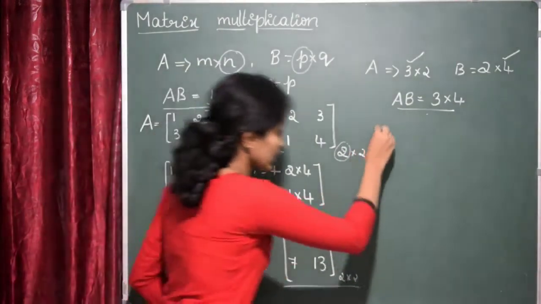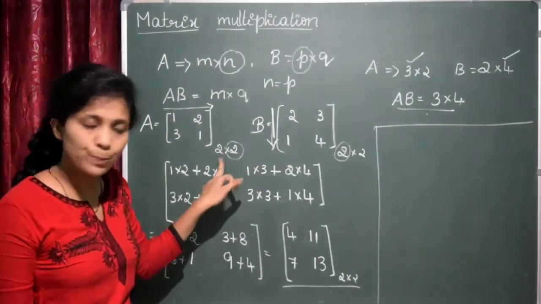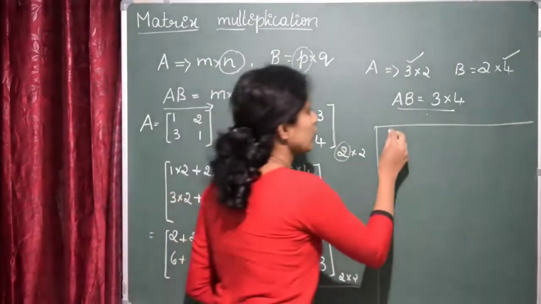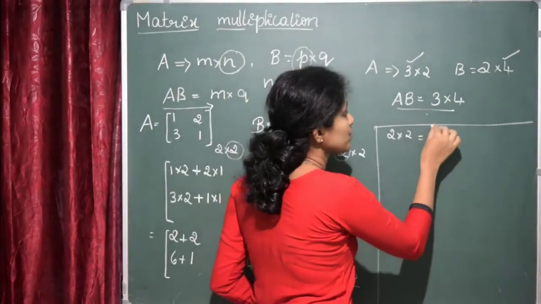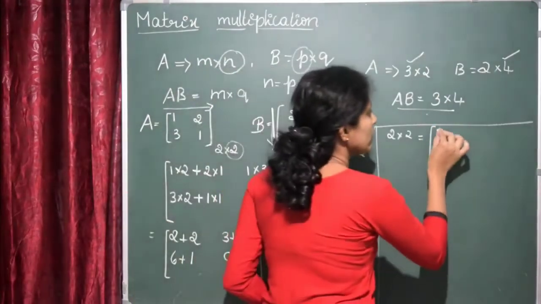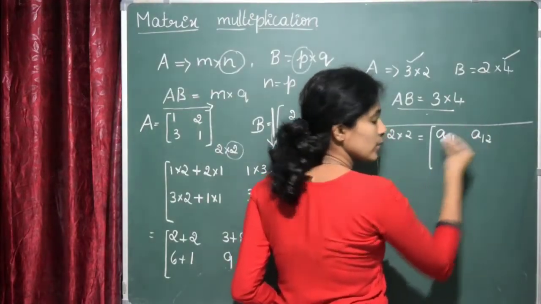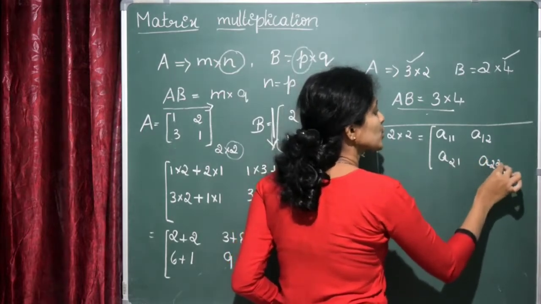Or else what you can do is, see, this is of order 2 by 2 and this is also 2 by 2, right? The resulting matrix should be of order 2 by 2, meaning it should contain 2 rows and 2 columns, right? What you can do, we'll write the elements. 2 rows means that will be A11 and A12. Next will be A21 and A22.